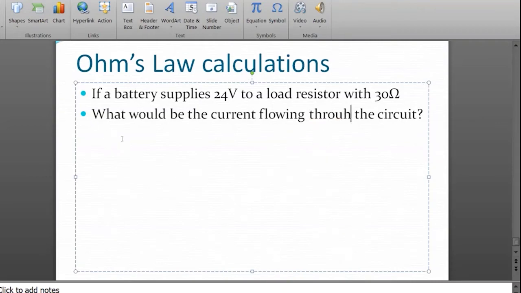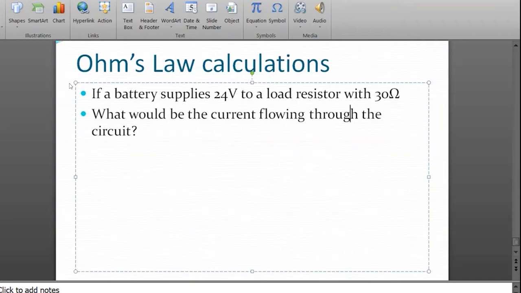Alright, so the question is, if a battery supplies 24 volts to a load resistor with 30 ohms, what would be the current flowing through the circuit? This question is asking us to find the amount of current flowing through the circuit.